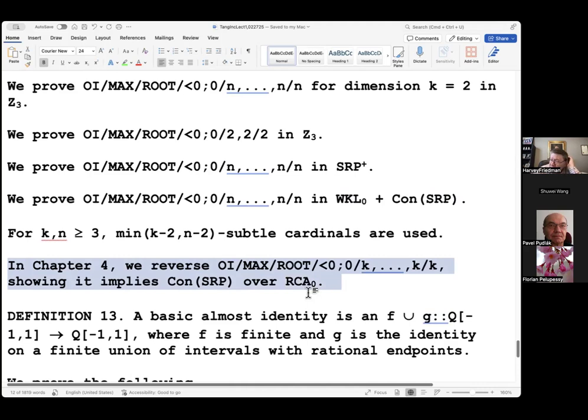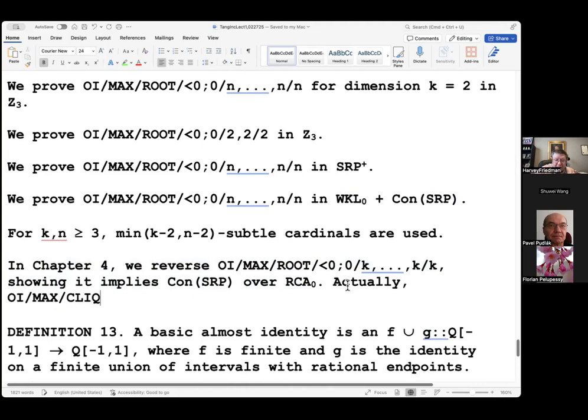Now, the big reversal is this. I look at OI max root. Actually, it isn't this one. The equivalent one, the one that I actually use, is this. This is what's reversed, where the dimension k is the same as the k used for the fractions.